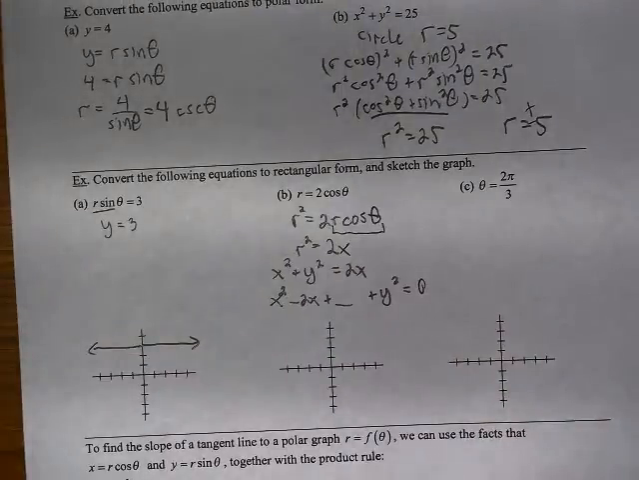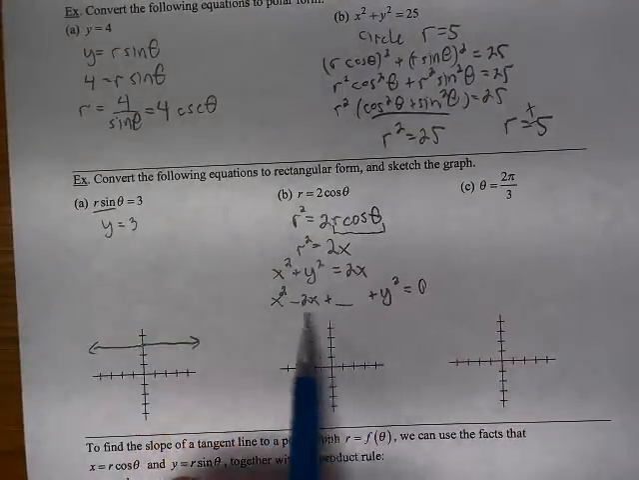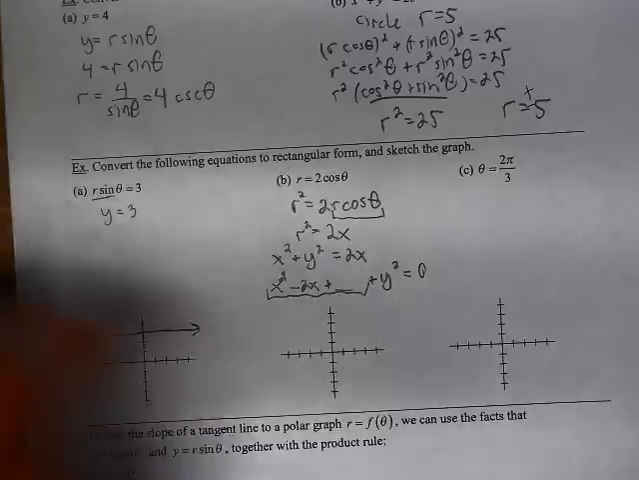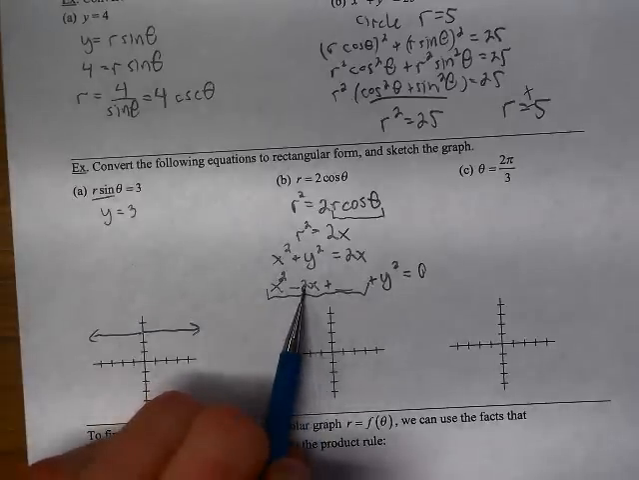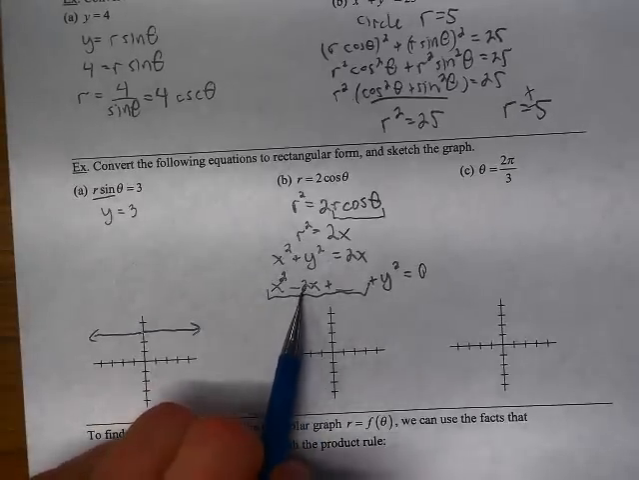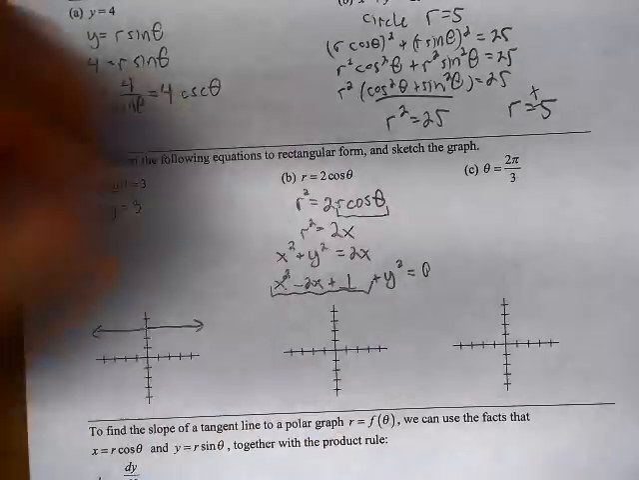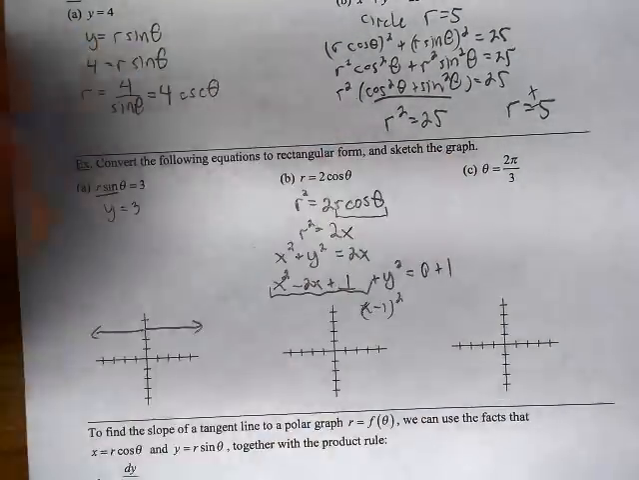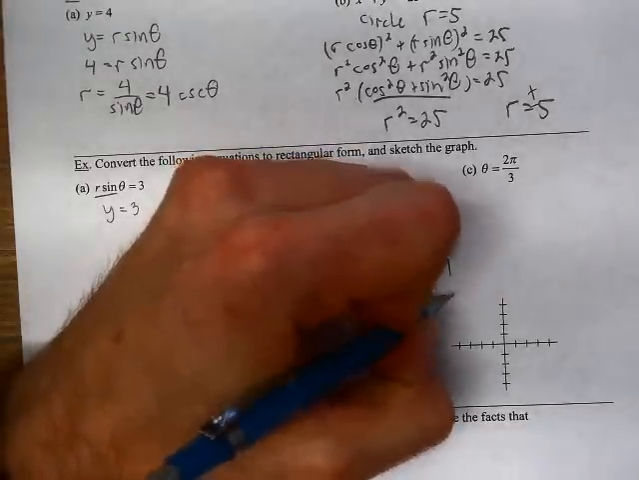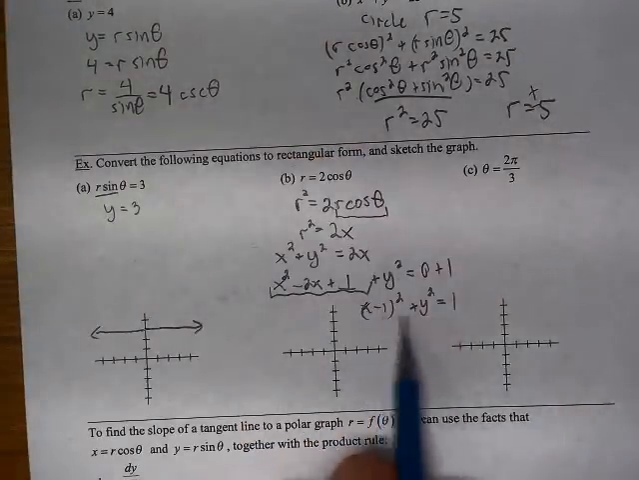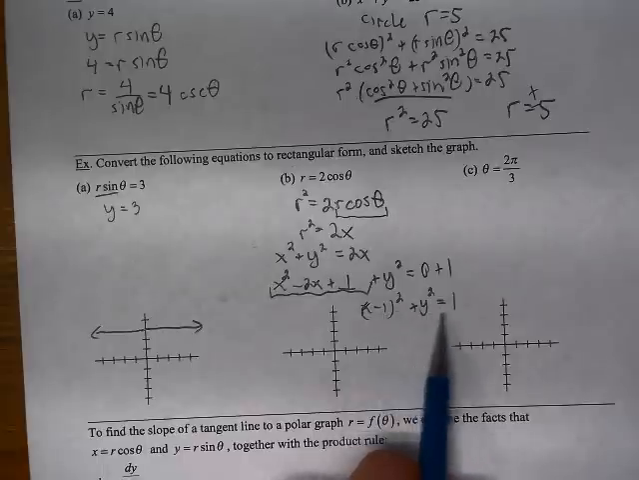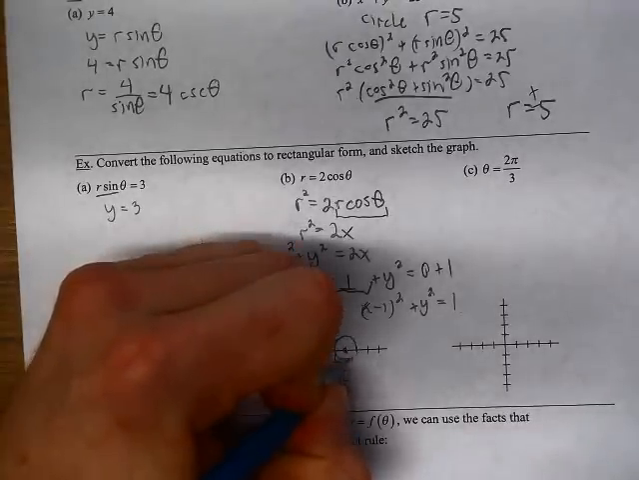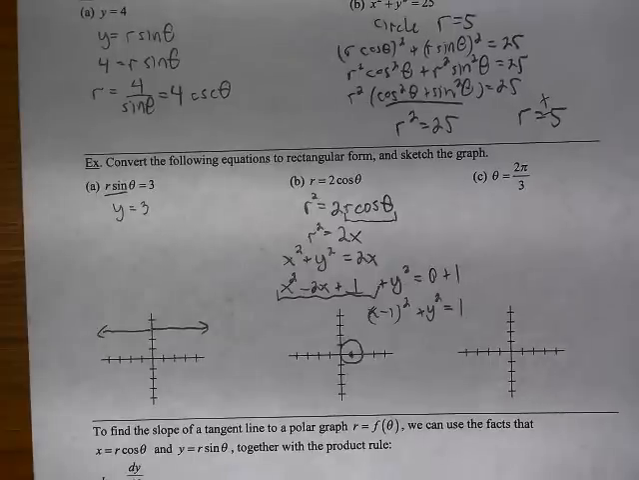So I subtract the 2x over, I leave the x squared and the y squared here, but I rearranged them here. I'm going to complete the square on this section right here. So I have x squared minus 2x. I divide this coefficient by 2, and then square it. So I do get a 1. I have to add 1 to the other side. So I get x minus 1 squared plus y squared equals 1. So hopefully now I see this is a circle centered at 1, 0 with a radius of 1. So it'll look something like that.